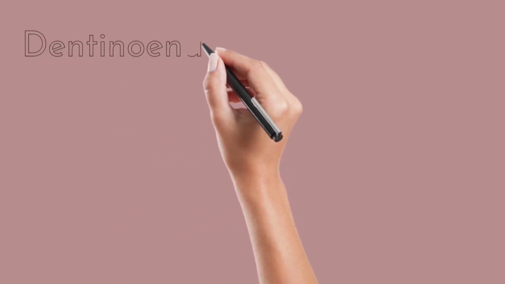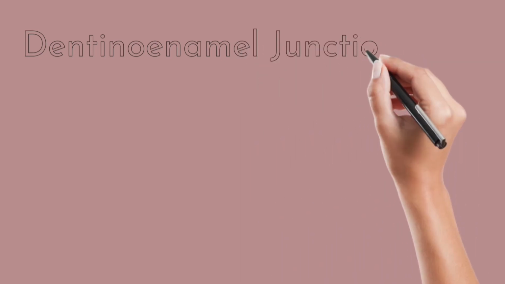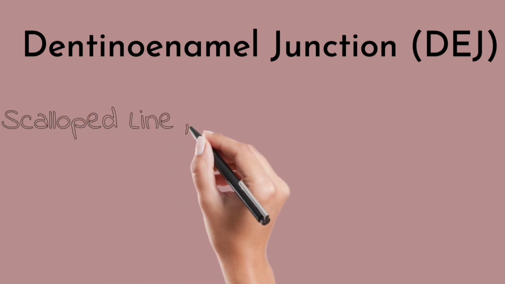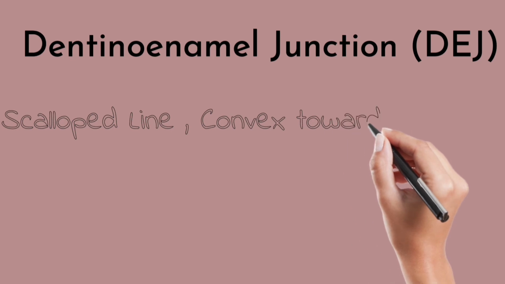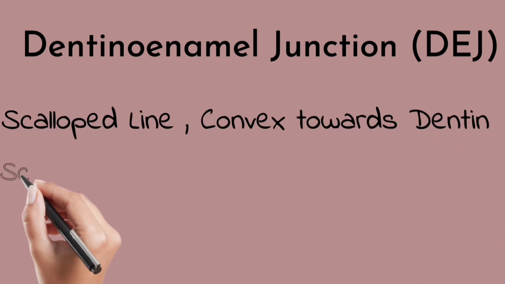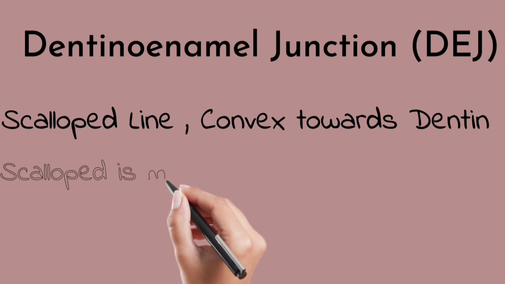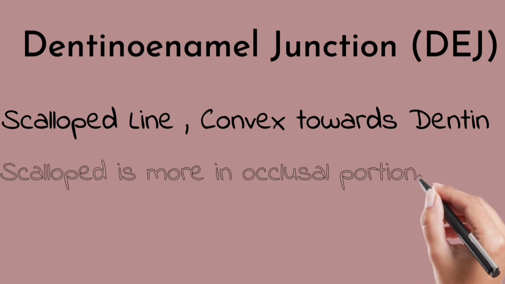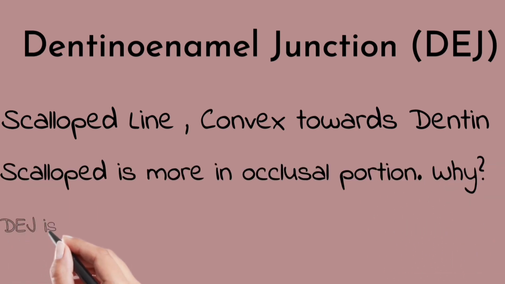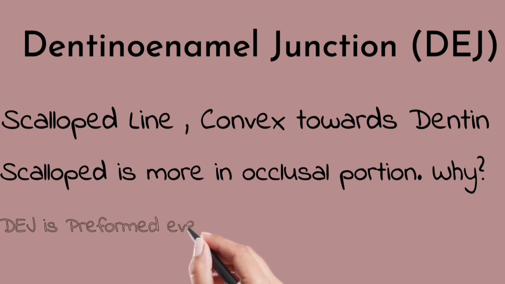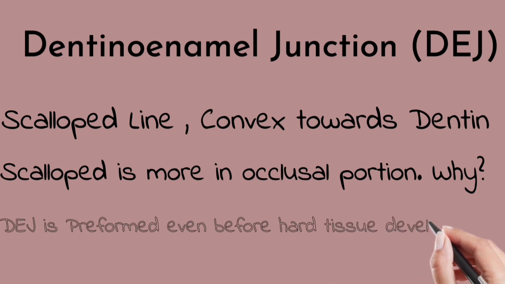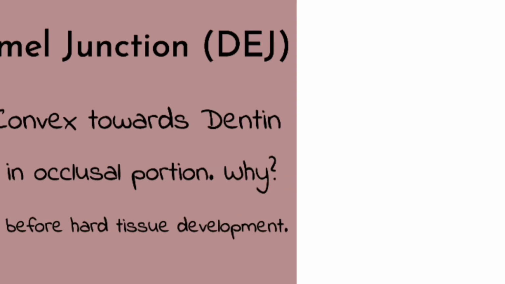Now we move on to the next topic, that is, what is the dentino-enamel junction? Dentino-enamel junctions are scalloped line structures which are convex towards dentin. This line is very important, friends. That is, the dentino-enamel junction scalloped lines. Okay, but this scalloping is convex towards dentin. Also, it is scalloped more in the occlusal portion. Why is it more there? Because scalloping is more seen in the occlusal portion because the masticatory stresses are high in the occlusal portion. Also, the dentino-enamel junction is preformed even before the development of hard tissue.